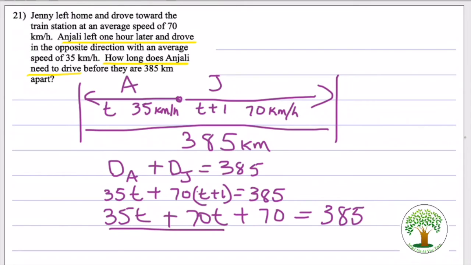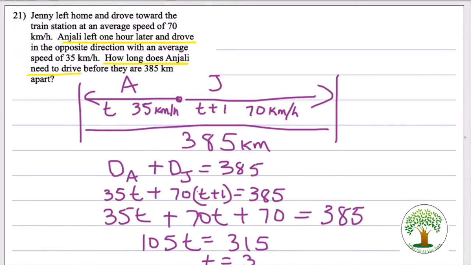Okay, that 35 plus 70 is going to be 105t. And when I subtract the 70 over there, I'll have 315. 315 divided by 105 is how much? I heard 3. Does anybody else get 3? Yeah. 3 seconds, minutes, hours, days? Hours, right?